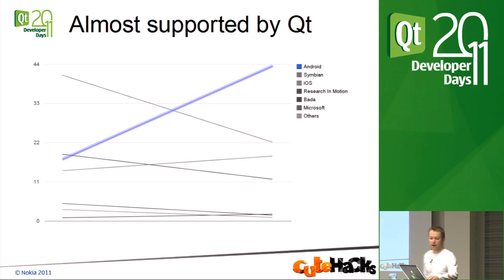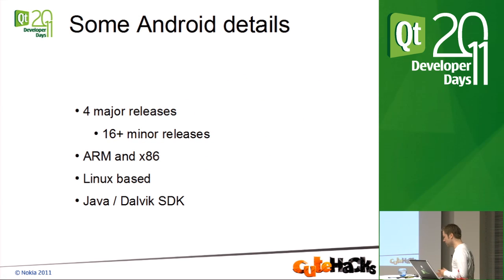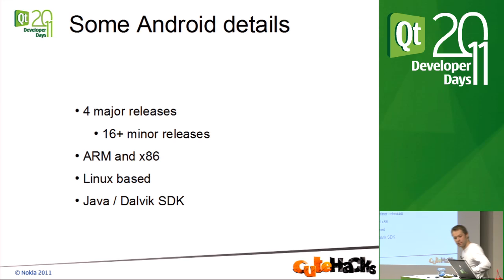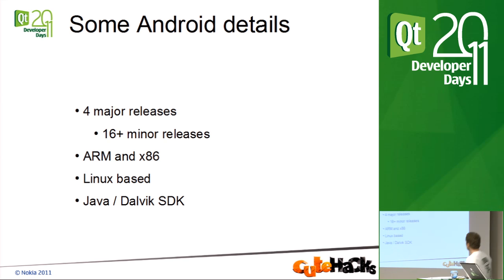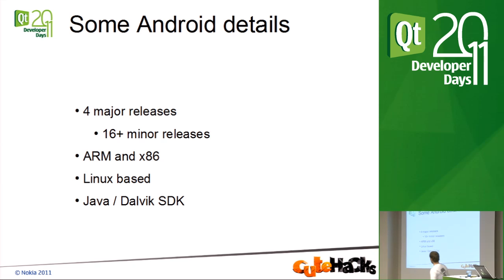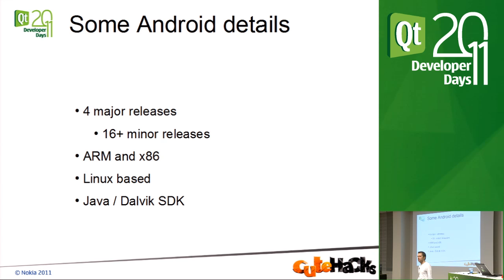And that's what we actually have already. A little bit of details on Android. I'll take the mouse with me. I think that'll be good. 4 major releases, 16 minor. Android has a pretty good rate of new releases.